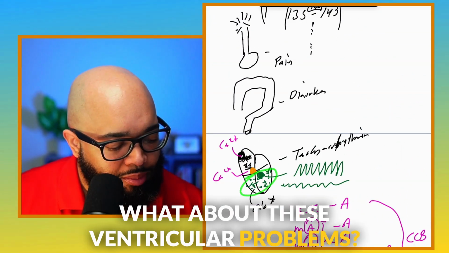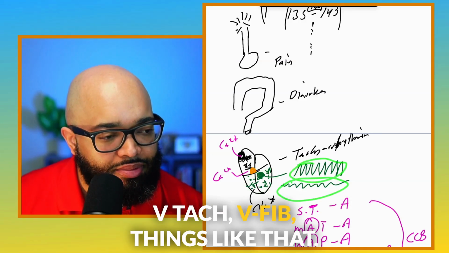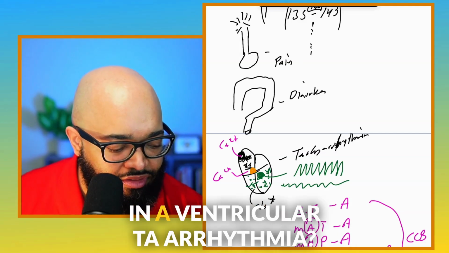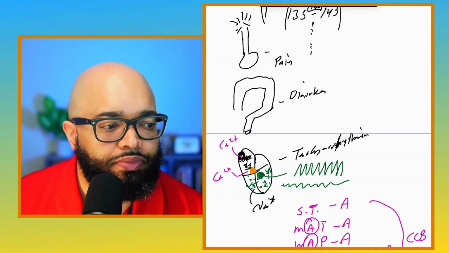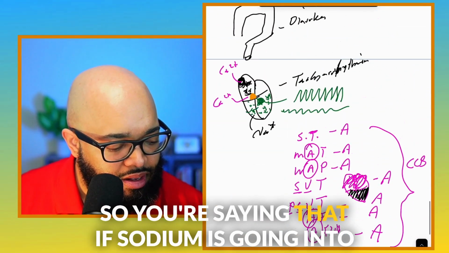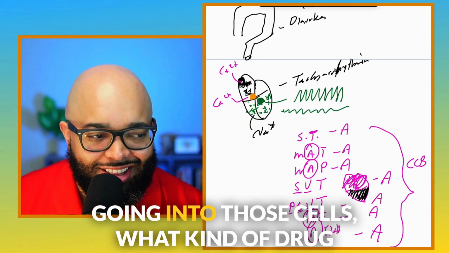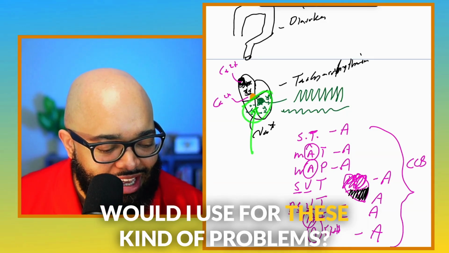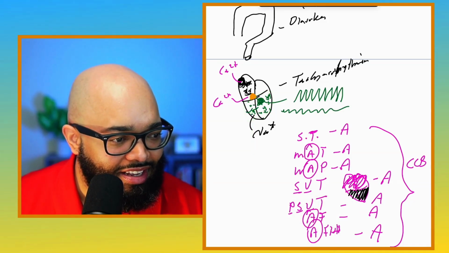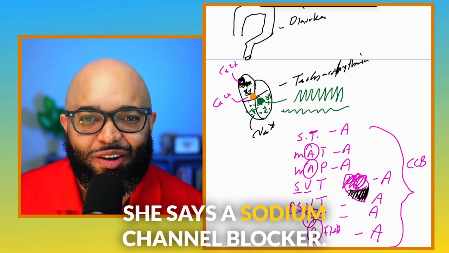Okay, now watch this. What about these ventricular problems? What about things like monomorphic V-tach, V-fib, things like that? What's going to be the primary electrolyte problem in a ventricular tachyarrhythmia? It's going to be sodium. So you're saying that if sodium is going into these cells, and I need to stop sodium from going into those cells, what kind of drug would I use for these kind of problems? She says a sodium channel blocker.